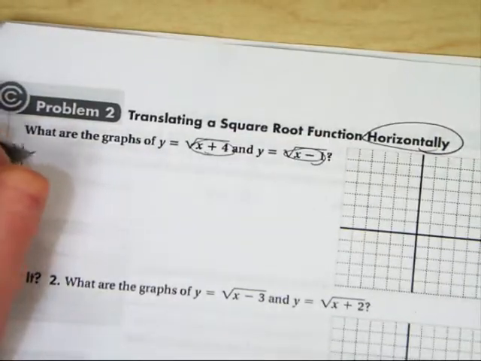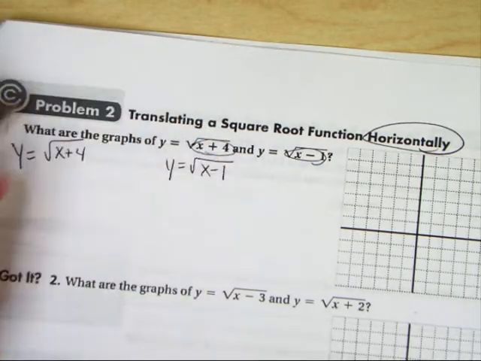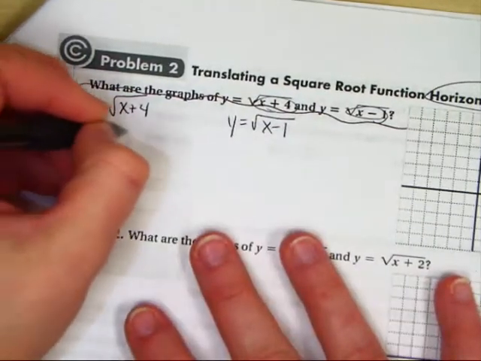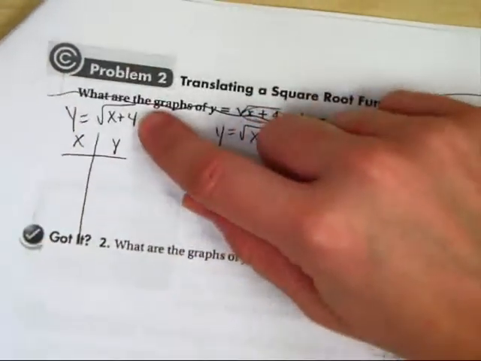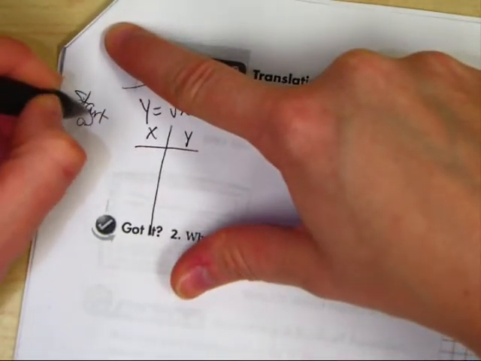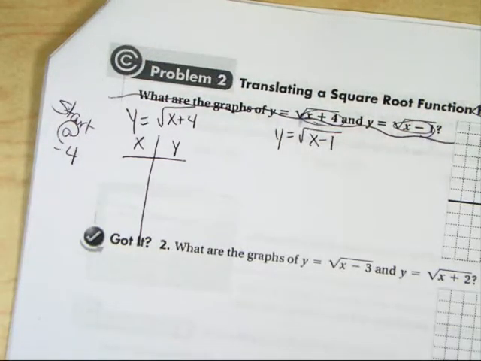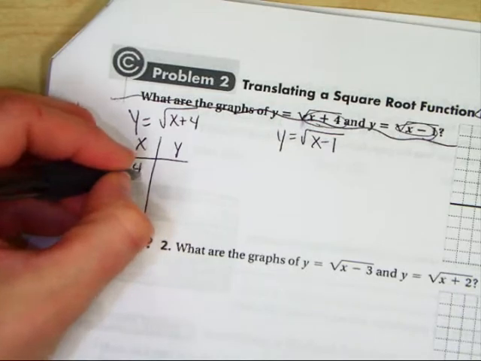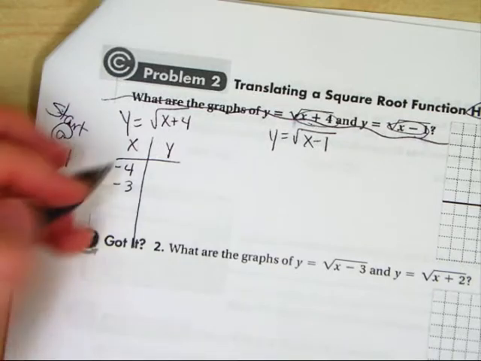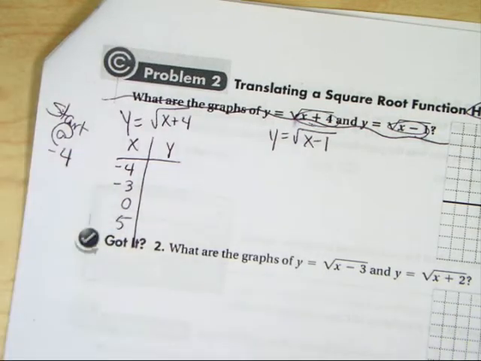So if I break it up, let's just rewrite it so we have some more room to work with. Okay? Here we go. Let's make our XY chart. Where do you think we're going to start this one? This time we're going to start at negative 4 because it's plus 4 inside. So we're going to do negative 4, and then we always go up another number, so negative 3. Then we go up 3 numbers to 0. Then we go up 5 numbers to 5.